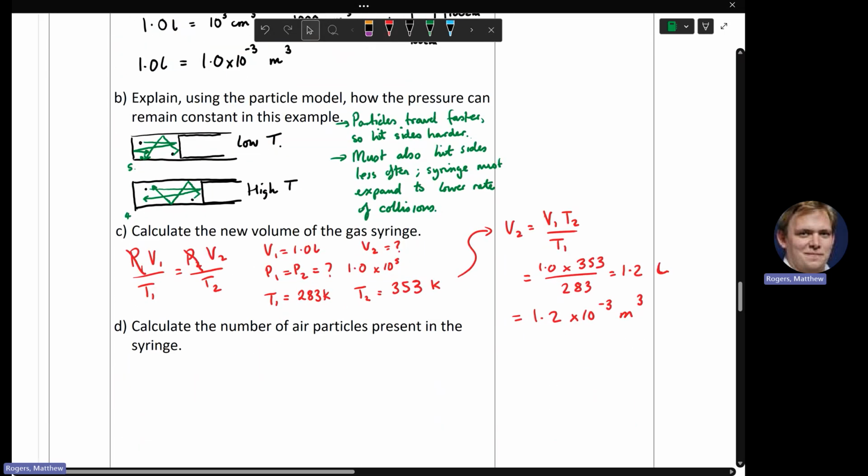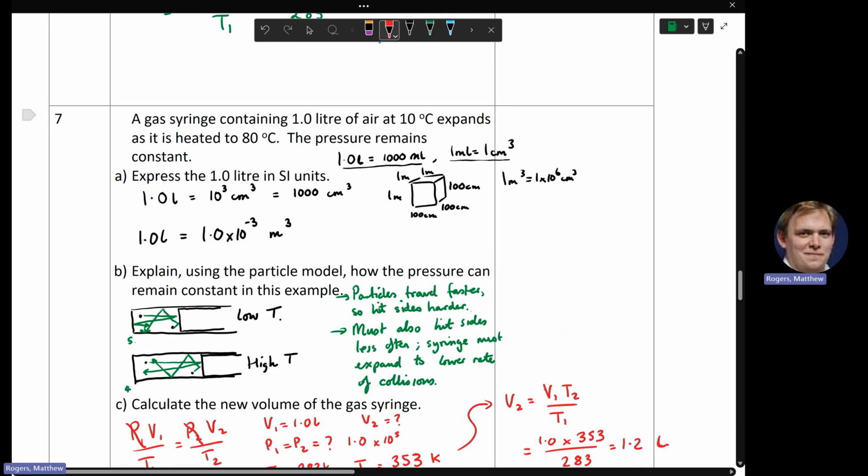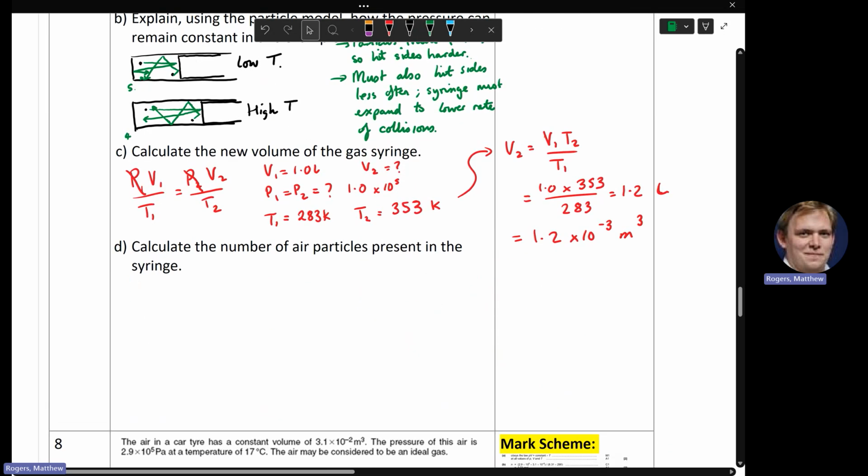For D, it says calculate the number of air particles present in the syringe. So we need a pressure. So I'm going to go back and edit this question up here at the top. It remains constant at 1.0 times 10 to the 5 pascals. So that's atmospheric pressure. So to calculate the number of air particles present in the syringe, I'm going to use PV is equal to NkT.